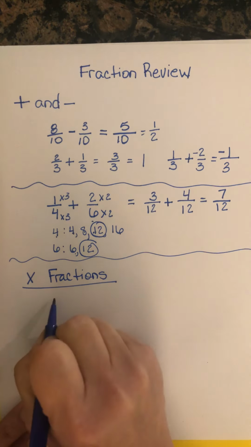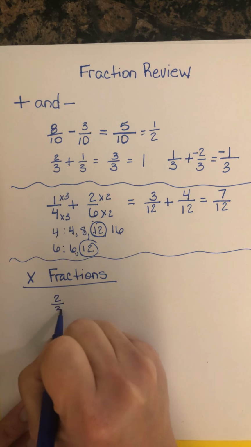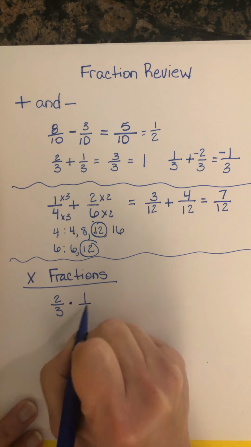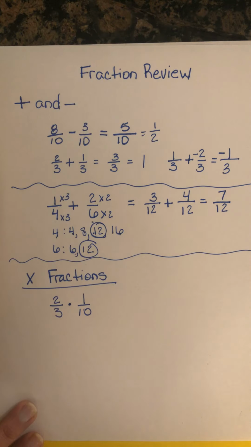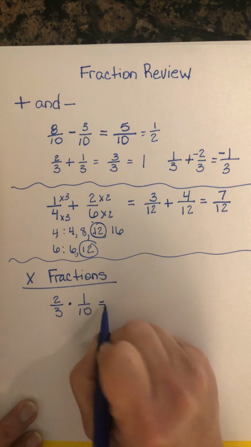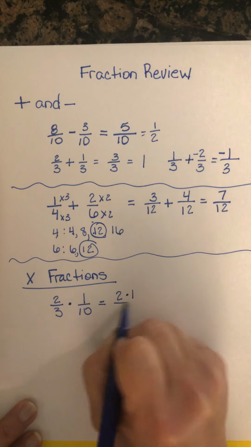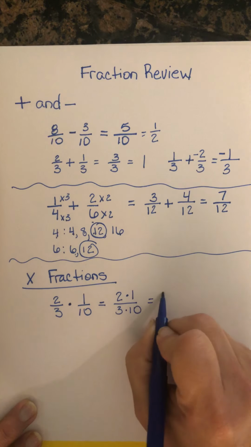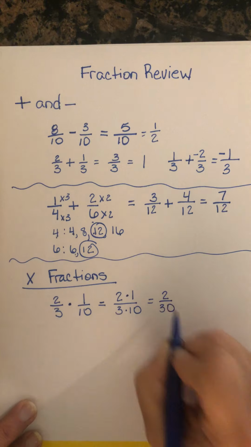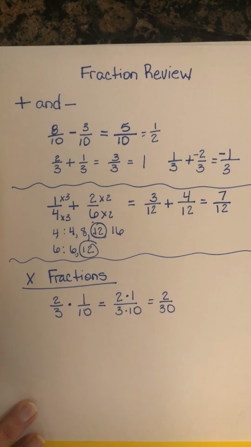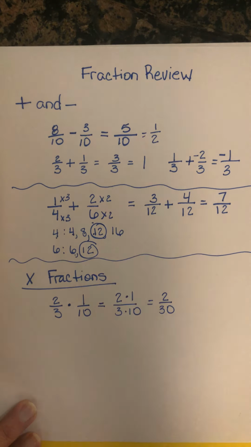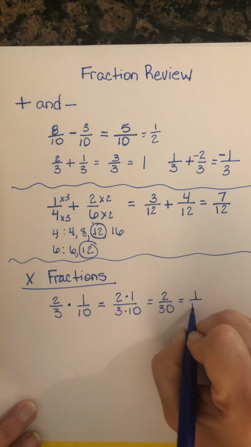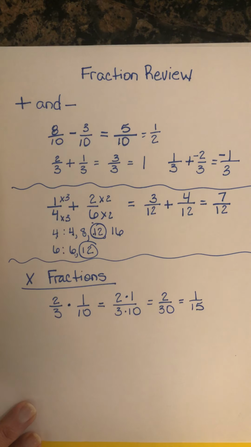So if my example is 2/3 times 1/10, top times top, bottom times bottom. 2 times 1 is 2, 3 times 10 is 30. Then I have to simplify. That gives me 1/15.